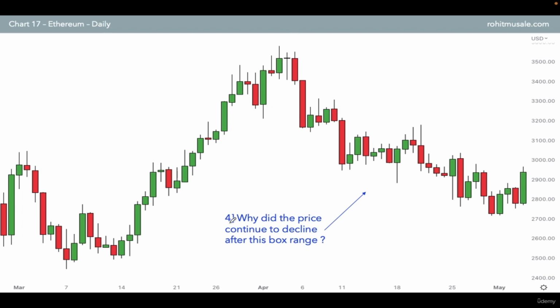Number 4, why did the price continue to decline after this box range? See, the answer is simple, right? When the price comes down and the box range forms, the next price action is not going to be like this. It's going to be like this. The trend continues, which was before the box range. So here in this case, the price goes down. You have a box range and then again the price goes down.